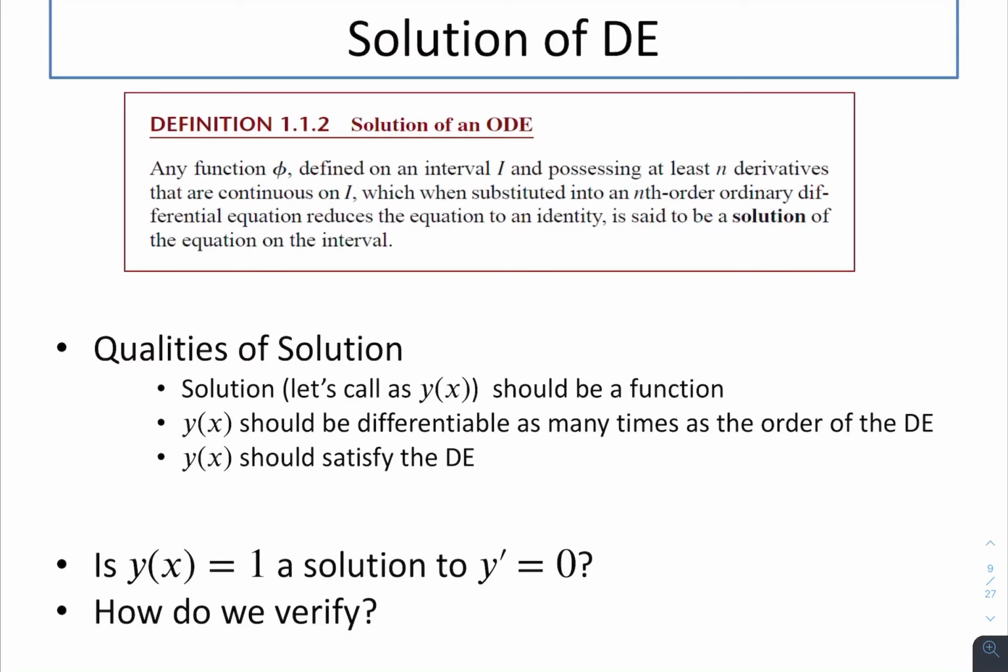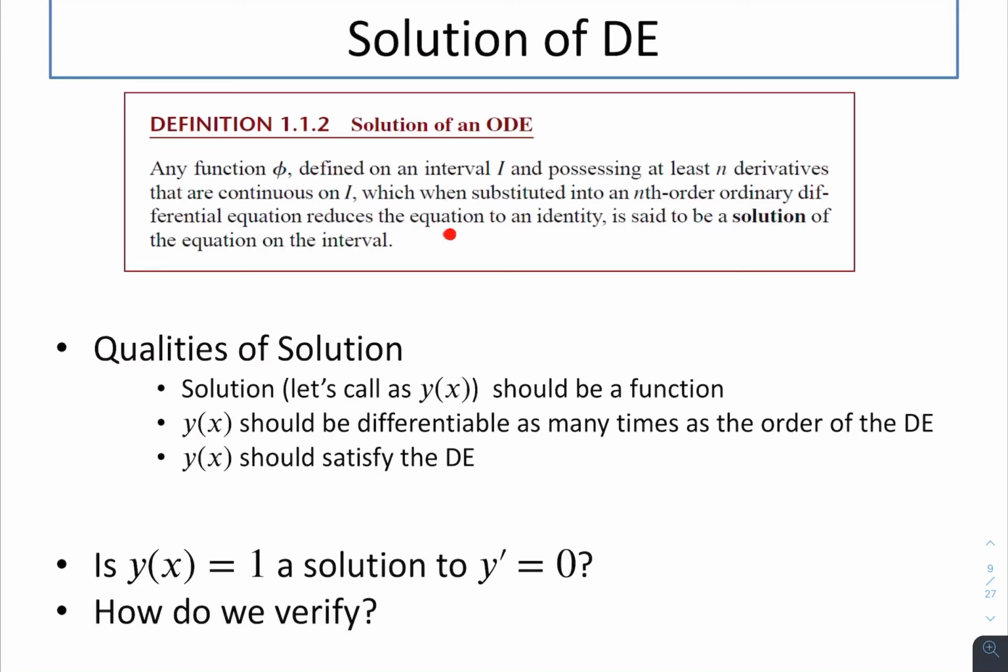And if it's a solution to an nth order differential equation, you should be able to find the derivative, possessing at least n derivatives, right? Not only that, the derivatives have to be continuous on the interval that you're looking at. So basically, the function has to be differentiable as many times as the order of the differential equation. And when you substitute this back into that nth order differential equation, it should satisfy that equation. So it should reduce to an identity.